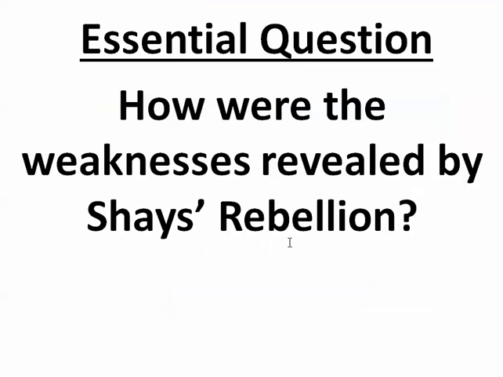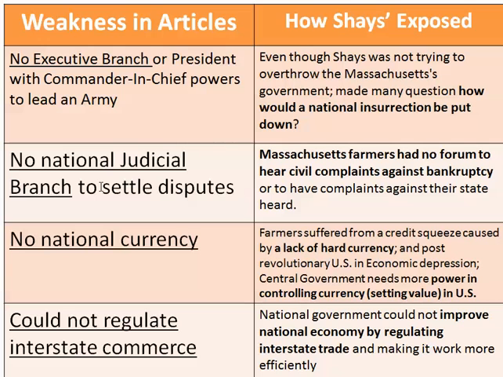Alright, those are a few big ones. And then how are the weaknesses revealed in Shays' Rebellion? Specifically, no executive branch or president with the commander-in-chief powers to lead an army. Even though Shays' group was not trying to overthrow Massachusetts, just trying to slow it down and change it, this made many leaders question, how would a national insurrection be put down? How about if another nation internationally tried to take over the United States? Would the Articles of Confederation have a president or commander-in-chief strong enough to lead a standing army, which it did not have at the time, and defend themselves? And some said no, it could not.